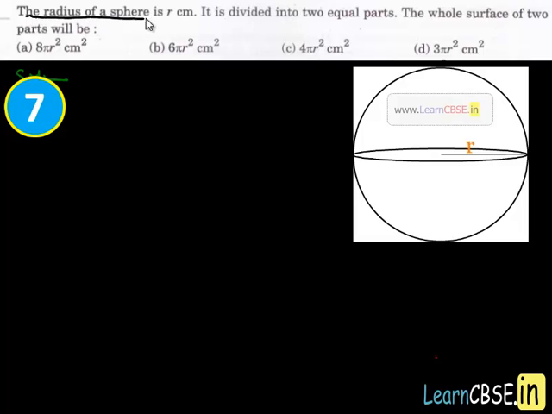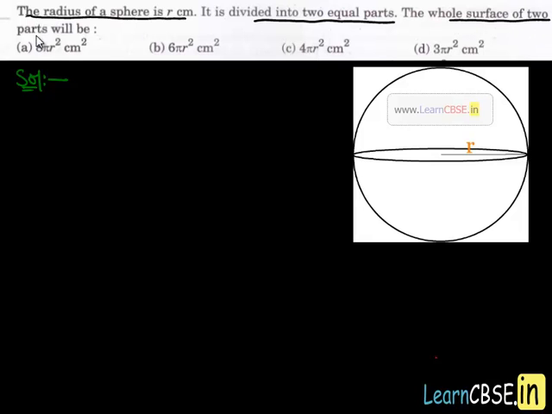Here the radius of a sphere is r centimeters and the sphere is divided into two equal parts. The whole surface area of the two parts will be. Here we are given some options and we work out the problem. First of all, what is a sphere? A sphere is a set of all points in a three-dimensional space which are at an equal distance from a fixed point. The fixed point is called the center of the sphere or origin.